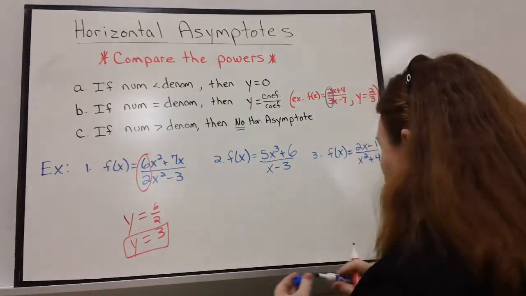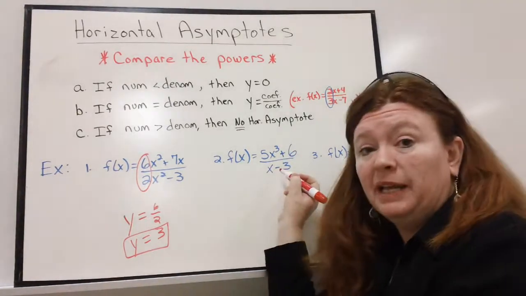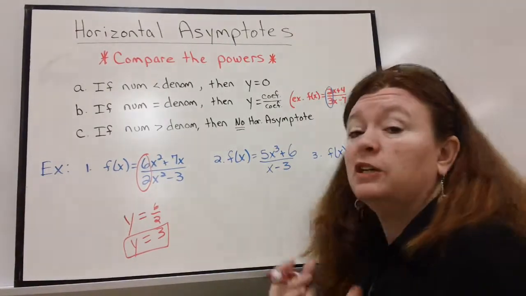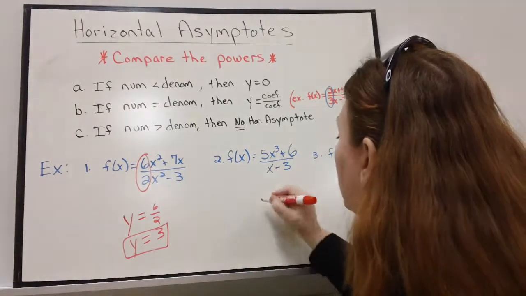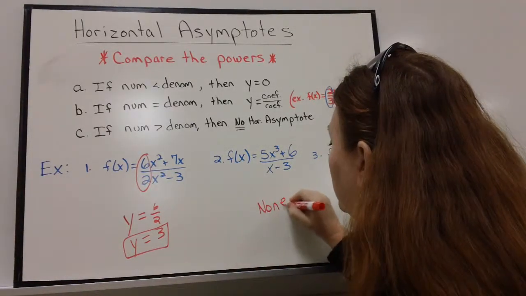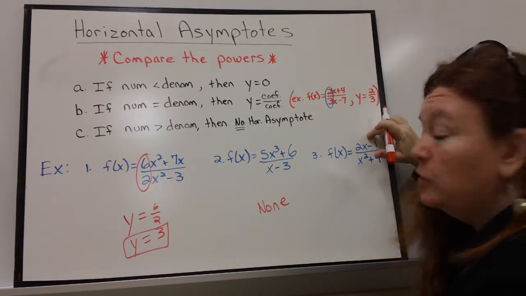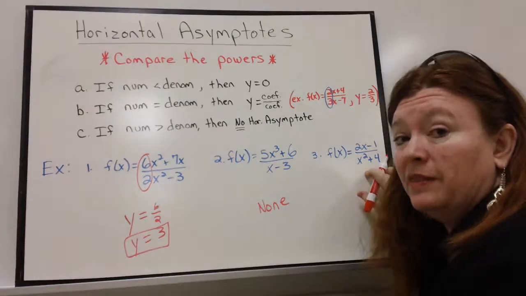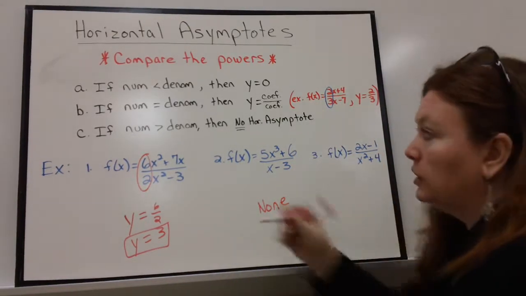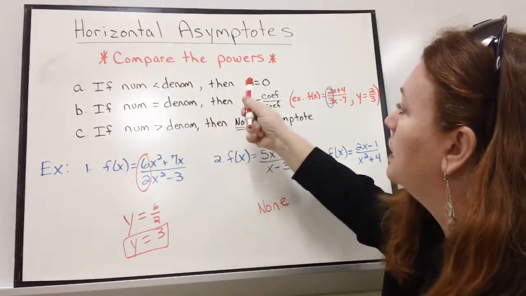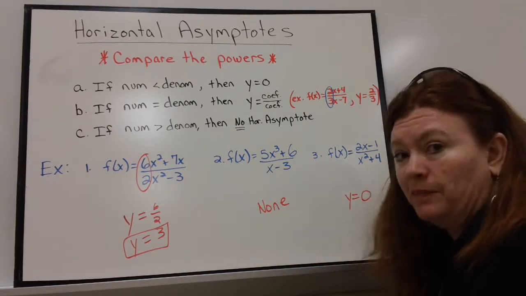So let's try number 2. The degree of the numerator is 3. The degree of the denominator is 1. Since the numerator is larger, I have none. No horizontal asymptote, so I'll just write none. And then I have a degree of 1 in the numerator, a degree of 2 in the denominator, and so since the numerator is smaller, numerator is less than the denominator, I automatically just write y equals 0.